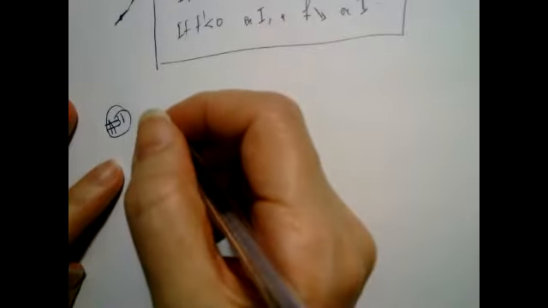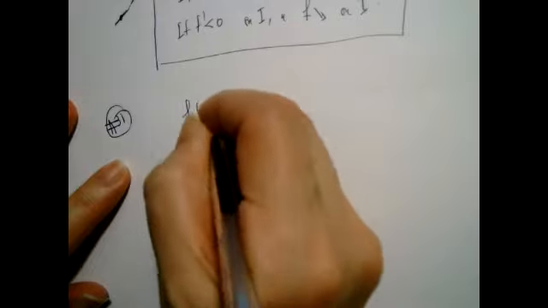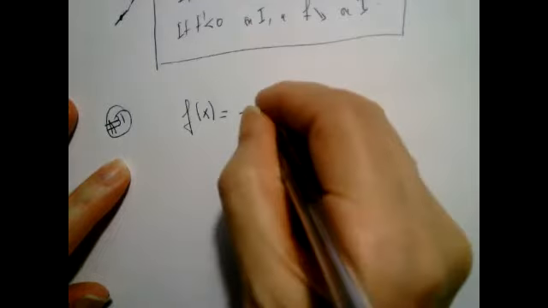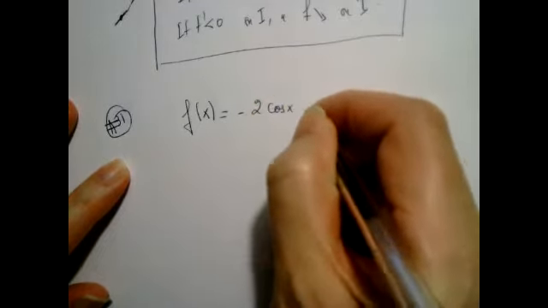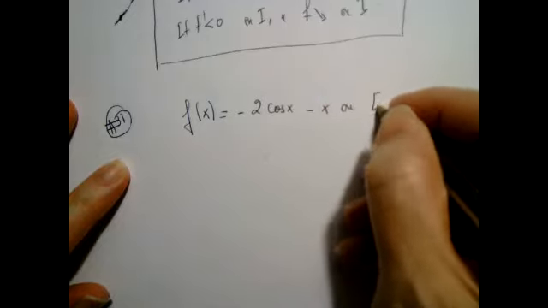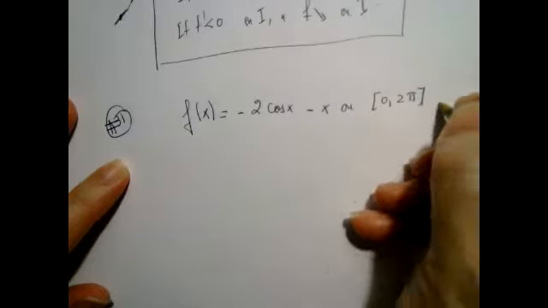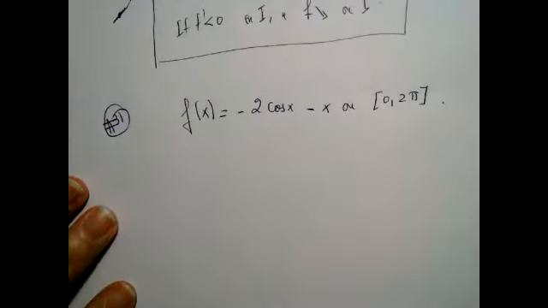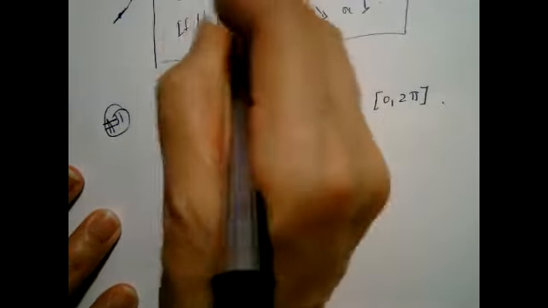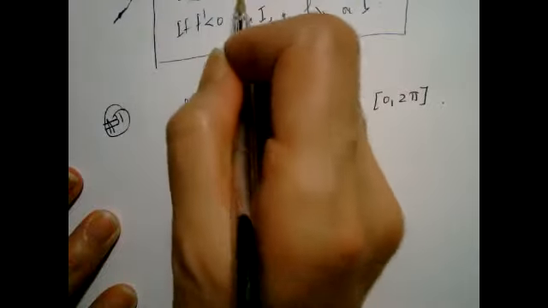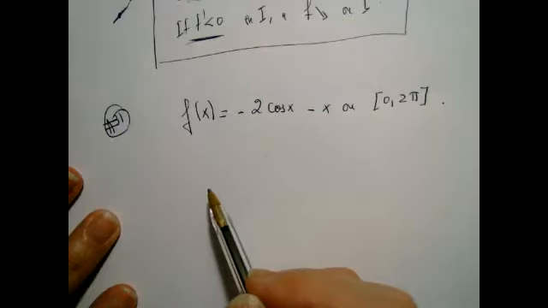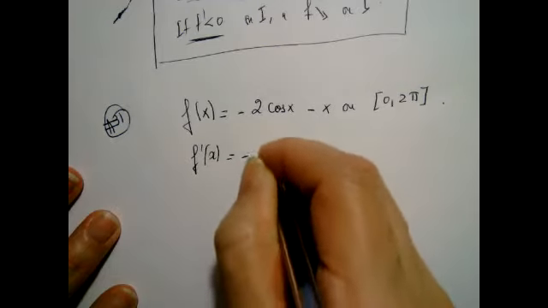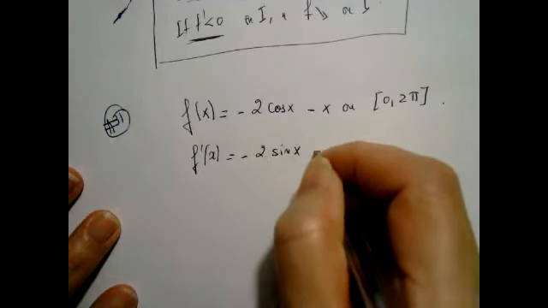Okay. So we have the function f of x equal minus 2 cosine x minus x, but only on the interval 0 to 2 pi. The question is, when is it increasing and when is it decreasing? First we find the derivative, because the x's that will make the derivative positive or negative are the x's where the function will start increasing or decreasing. So here the derivative is minus 2 sine x minus 1.